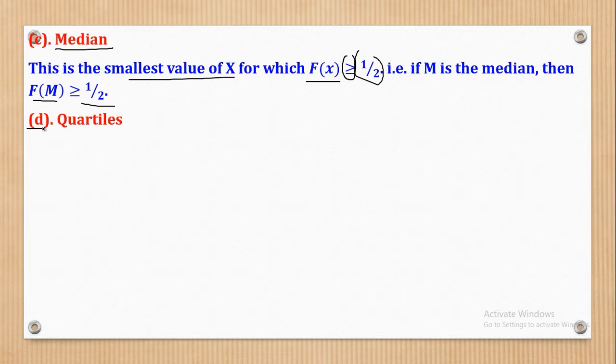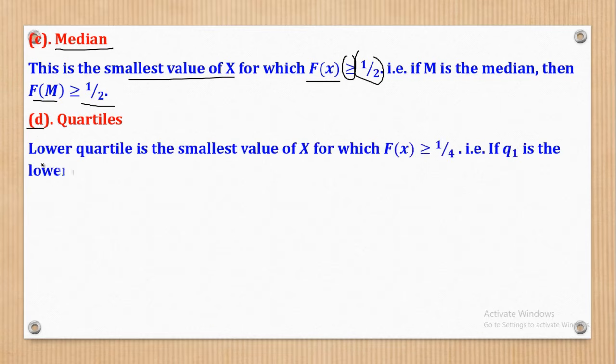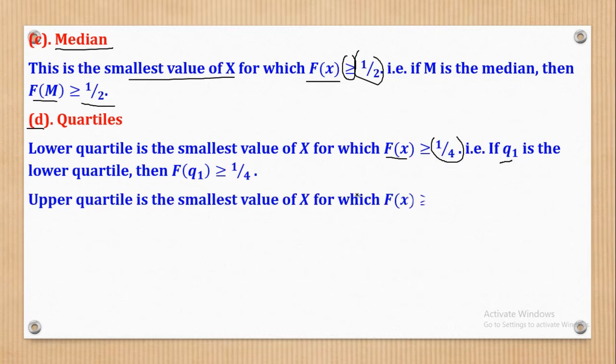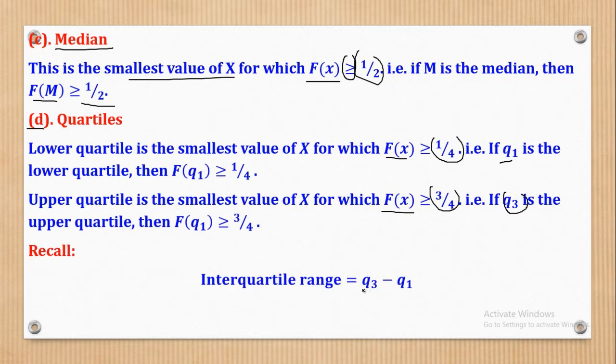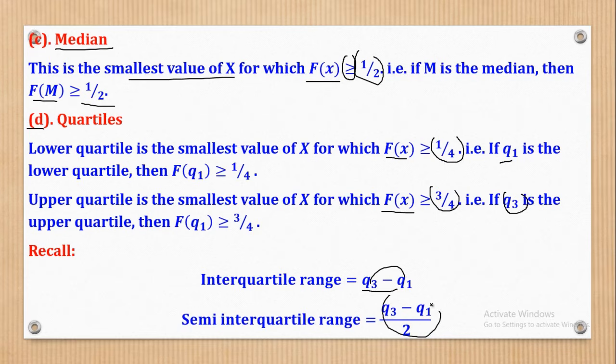Then we shall also see quartiles. Quartiles are divided into 2: there is the lower quartile and the upper quartile. The lower quartile is when F(x) is greater than or equal to a quarter and is denoted by Q1. Then the upper quartile is when F(x) is greater than or equal to 3 quarters and is denoted by Q3. So remember that the interquartile range is the difference between the upper quartile and the lower quartile, and the semi-interquartile range is the average. So Q3 minus Q1 over 2 gives you the semi-interquartile range.